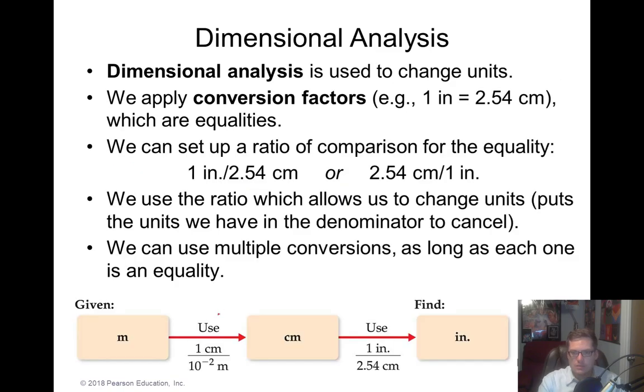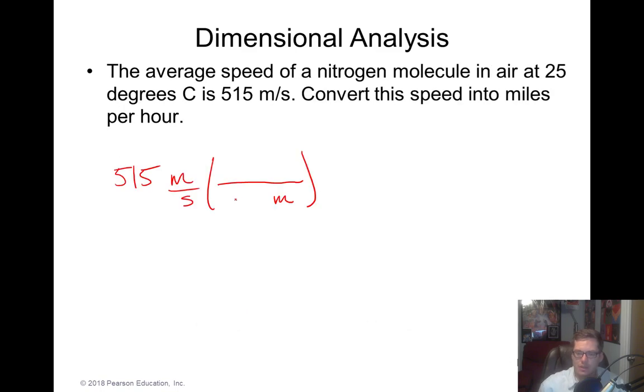Do they give us a ratio? Yes, they do. For every 1 inch, there's 2.54 centimeters. So we've got to get meters to centimeters so we can use that conversion factor. We'll put centimeters up top. For every 1 meter, there's 100 centimeters. Okay, so now I'm in centimeters.